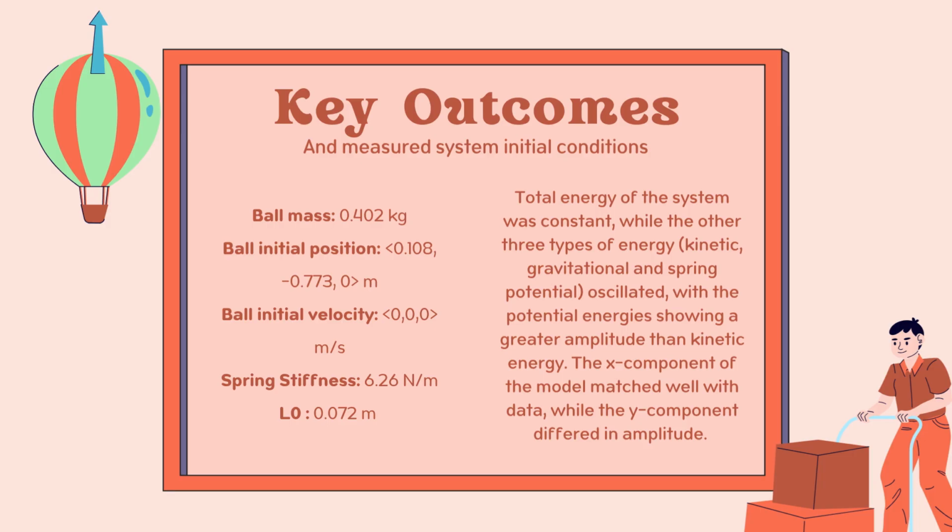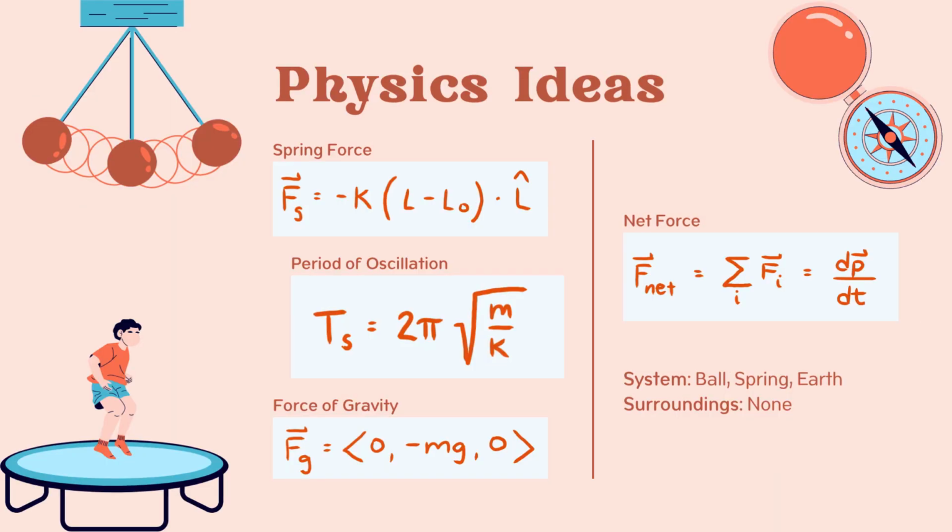The total energy of the system was constant, while the other three types of energy in the system, kinetic, gravitational, and spring potential, oscillated, with potential energy showing a greater amplitude than kinetic energy. The x component of the model matched well with the data, while the y component differed in vertical shift and amplitude. The main physics of the lab included using the net force acting on an object to calculate the motion of the object. The two forces present were spring force and the force of gravity.